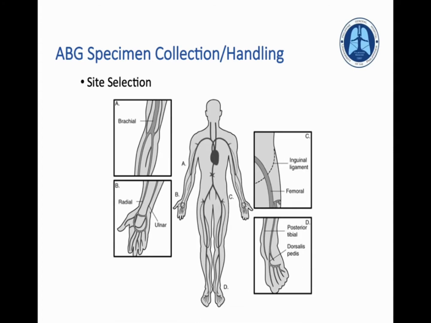For specimen collection, we have different sites of selection: the brachial, radial, femoral, and dorsalis pedis. The best site is the radial artery. It is located superficially, easy to palpate and stabilize. Excellent collateral circulation by ulnar artery, and it is not adjacent to large veins unlike the brachial artery.